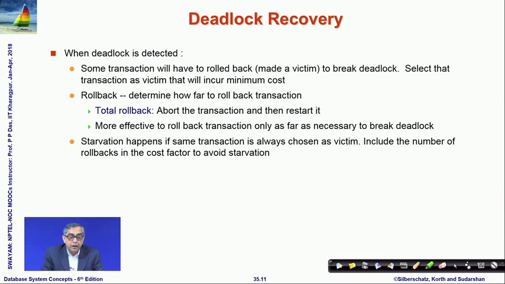So, in terms of rollback, you have to determine how far to roll back that transaction. That can be a total rollback, so that you abort the whole transaction and then restart it, or you can roll back to a previous point. We discussed the notion of savepoints in the transaction program, and so it is more effective to roll back a transaction only as far as necessary to break the deadlock. You may not need to roll back everything.